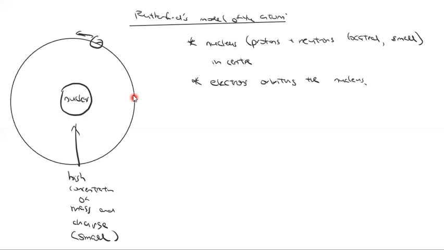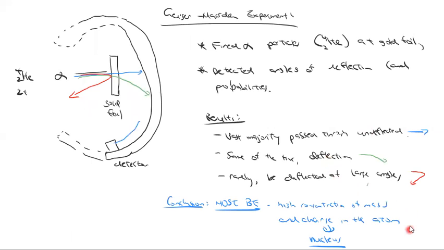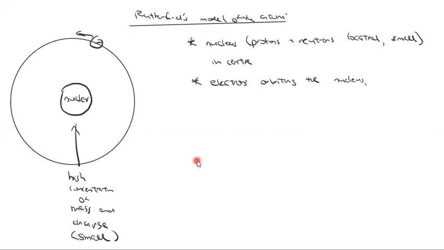Now, this is better than the original model because it does help address these issues. How does it address that? Well, how does this address the experiment results? Well, because we're saying that nucleus is really small. This is not to scale, right? If it was to scale, you can't see the nucleus.